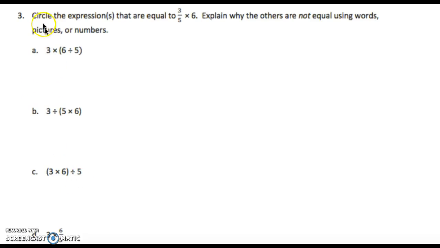In question number 3, it says circle the expression or expressions that are equal to 3/5 times 6. So there's at least one of these that, when you solved it or evaluated the expression, would be equal to the same thing as 3/5 of 6. And then if you didn't circle it, you had to tell why it's not equal. How did you know? So you could use words, you could use pictures, or you could use numbers.